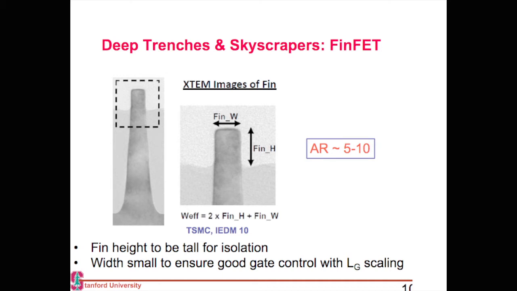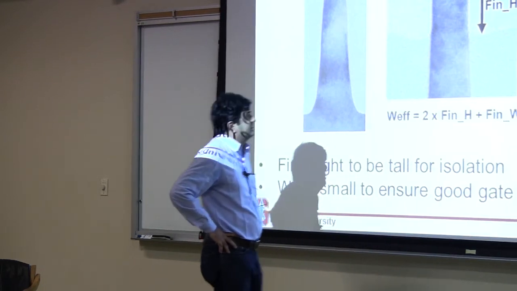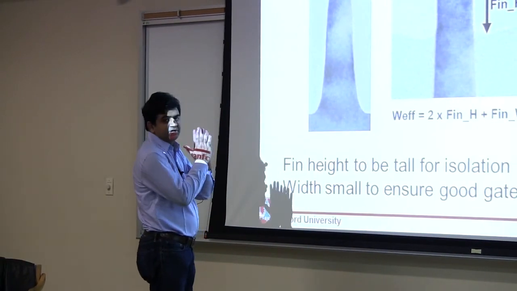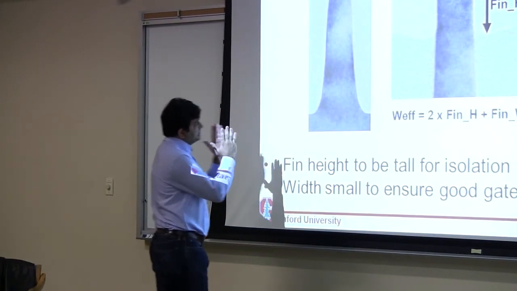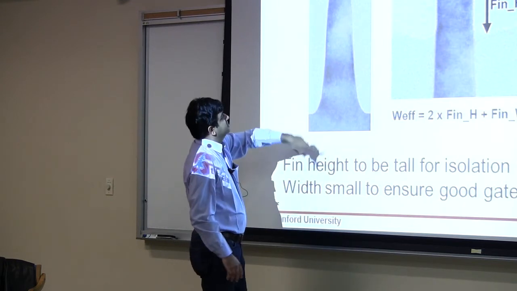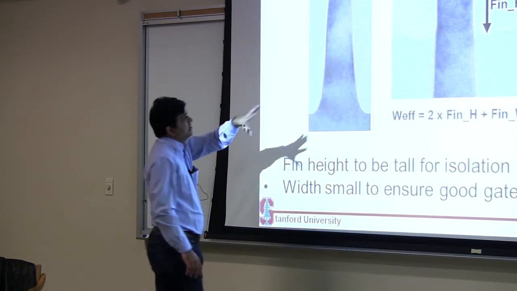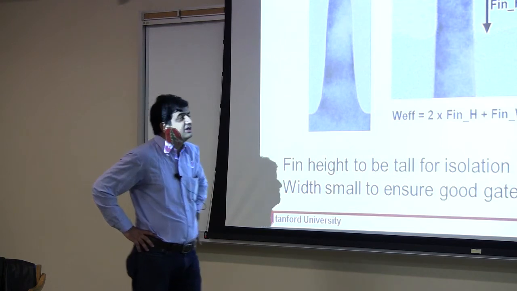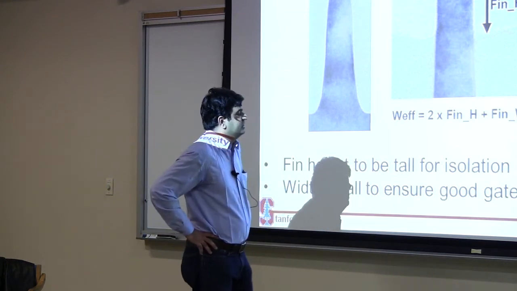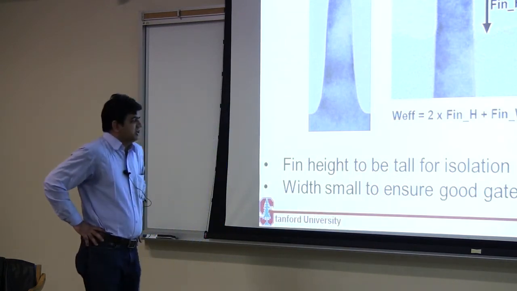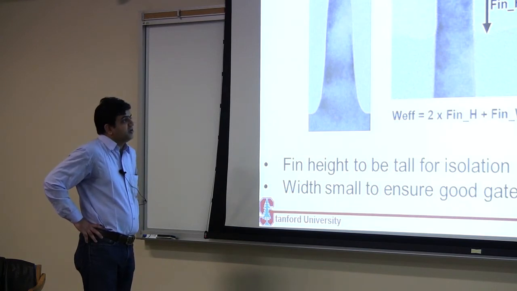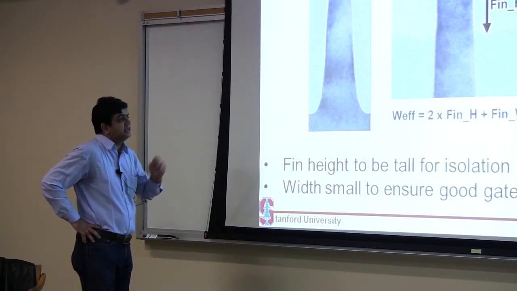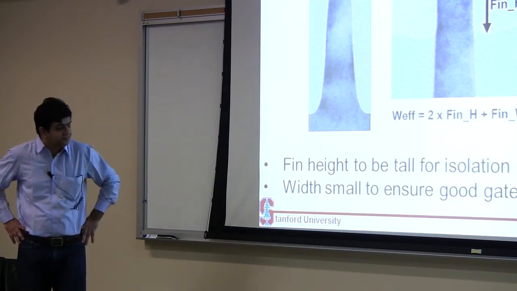So to scale your fin, as you scale your gate length, it only scales if you scale your fin width as well. So essentially these fin widths are becoming thinner and thinner, and so this aspect ratio is going up. Currently it's around 5 to 6, but it's expected to go to 10 in a few technology nodes. So again, we see this challenge of high aspect ratio.